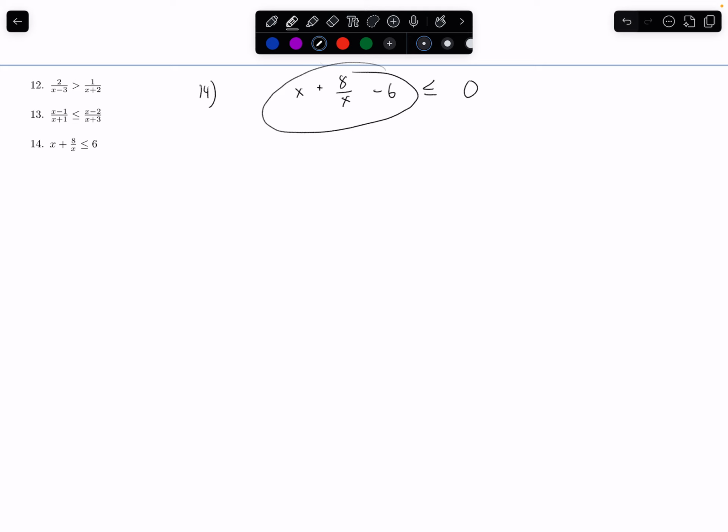And here it does not look like a rational expression, but no problem. Just make everything over x, right? So multiply this by x over x. Multiply this by x over x.